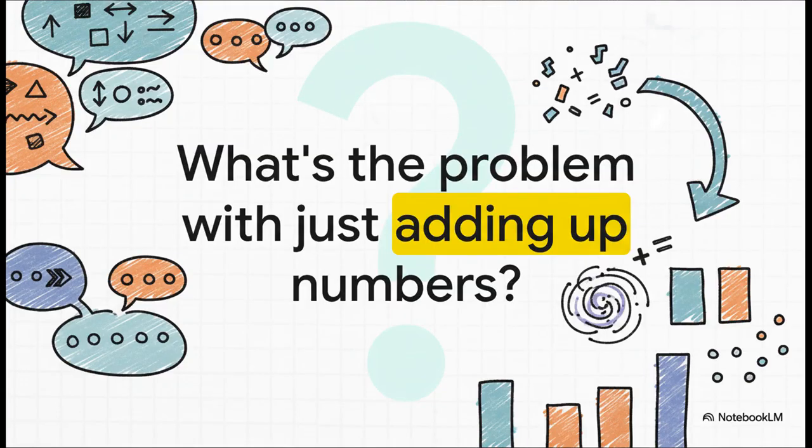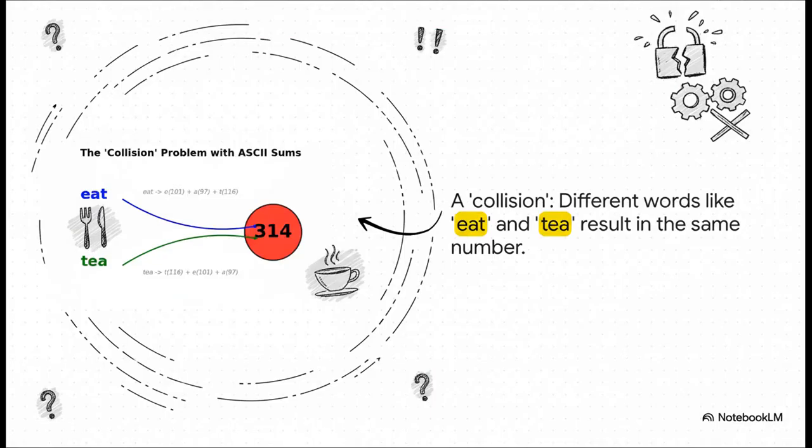I mean, it seems perfectly logical, doesn't it? Different words should get different numbers. So what could possibly be the problem with just adding them all up? This is the problem. It's what we call a collision. Just look at the words eat and tea. They mean completely different things, but because they happen to use the same letters, they end up with the exact same total, 314. To a machine, these two words are now identical. It has no way to tell them apart. And just like that, our whole system breaks down.